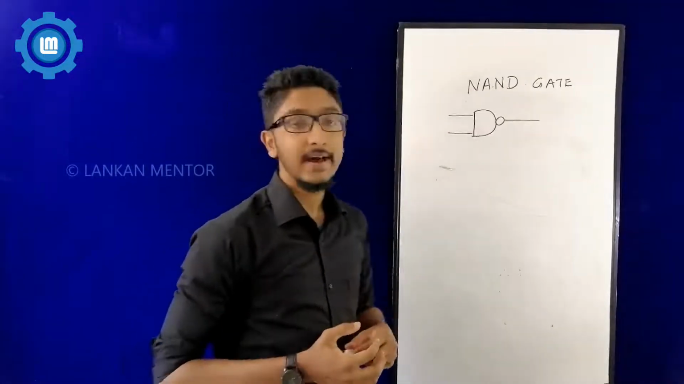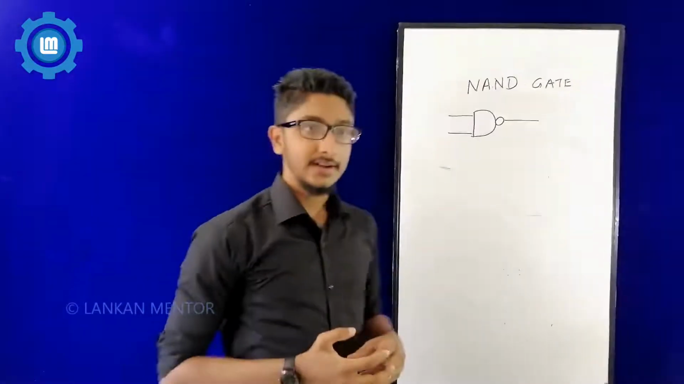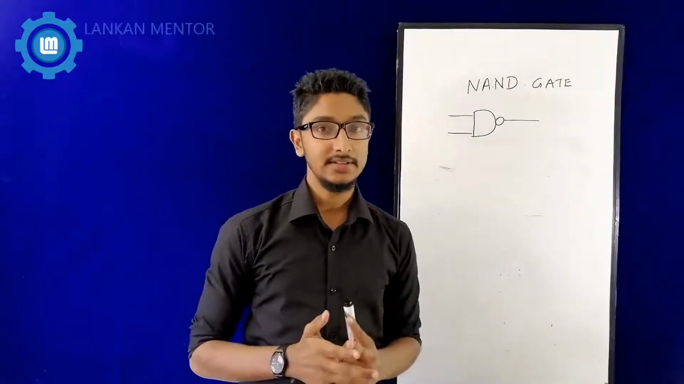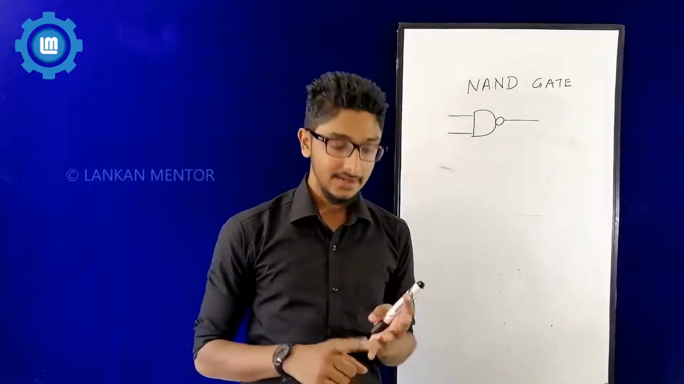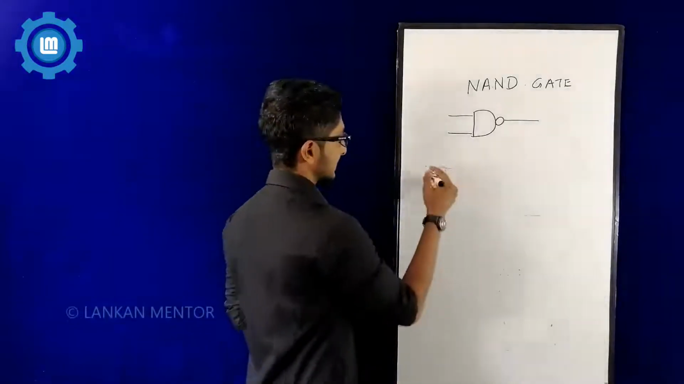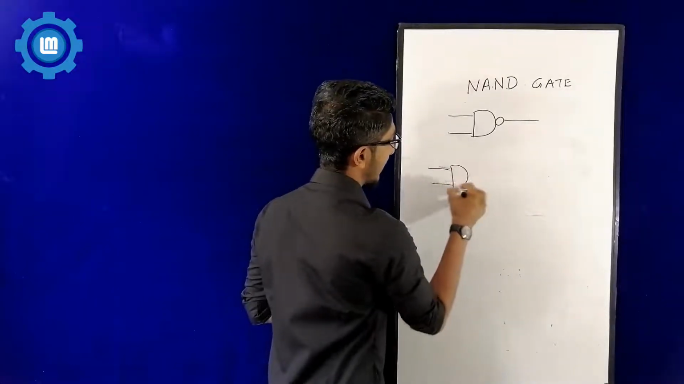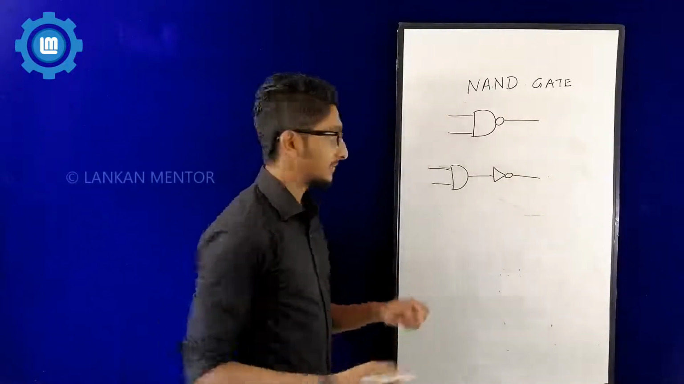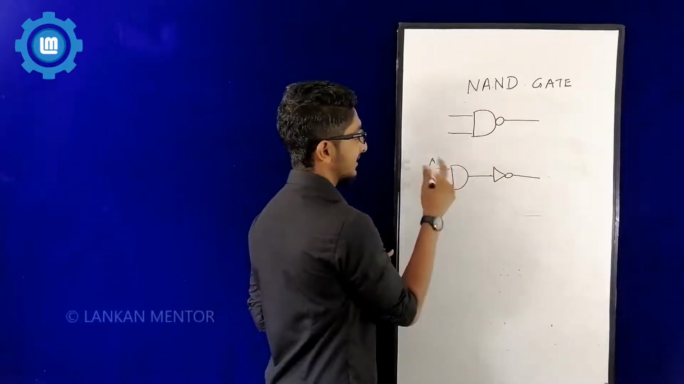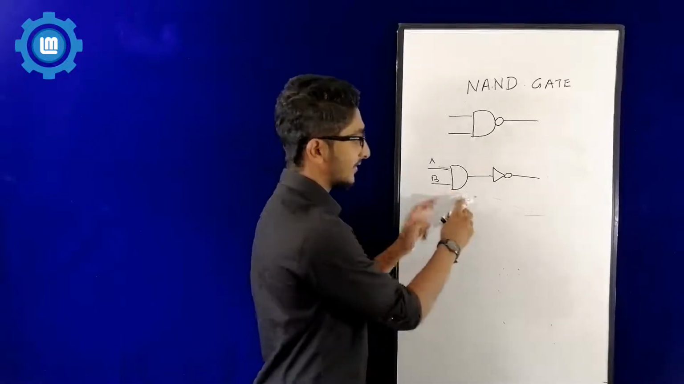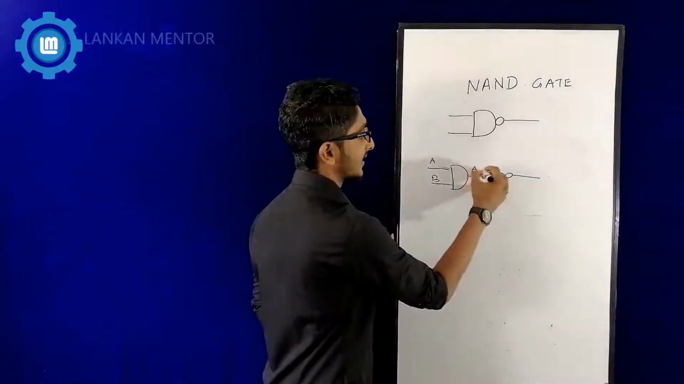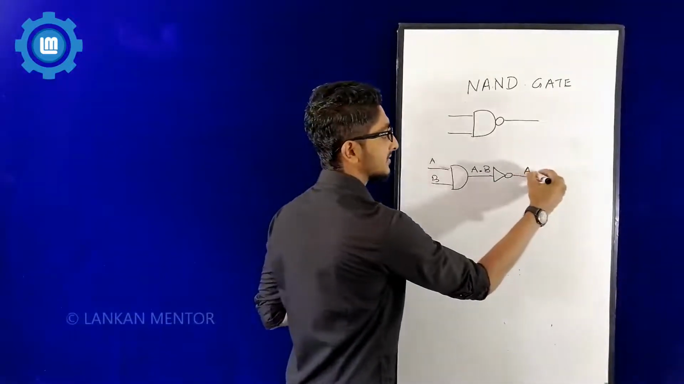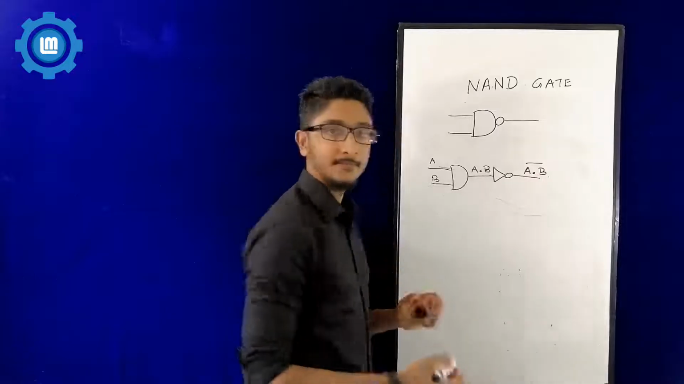Right, this is the NAND gate. The NAND gate is also a combinational gate made up of two basic logic gates. It is made up of an AND gate and a NOT gate, just like this. AND gate, after that you have a NOT gate. Simple. Now let's say you put A and B here. After passing the AND gate, you have A dot B, right? So A dot B comes out of the NOT gate as A dot B bar.